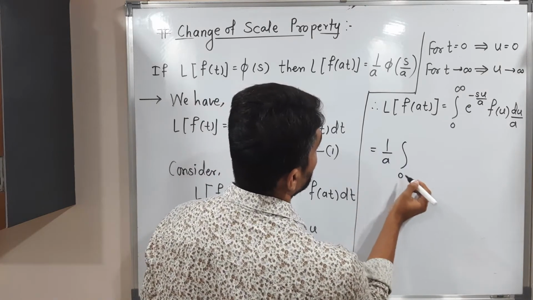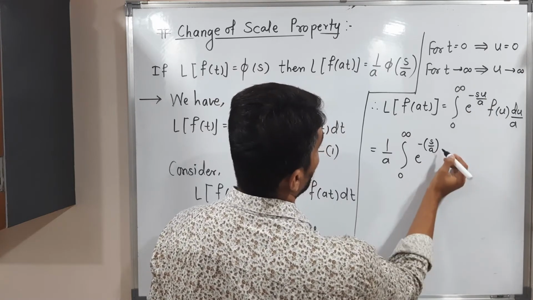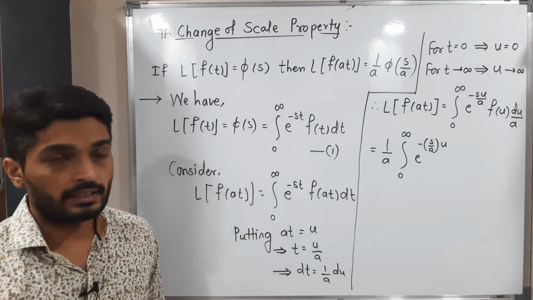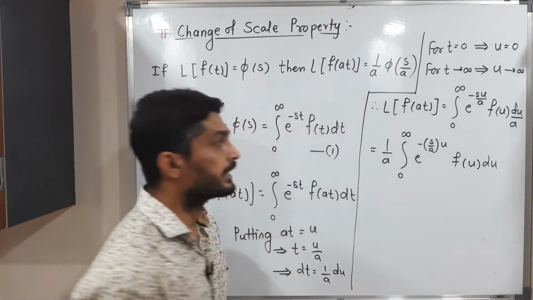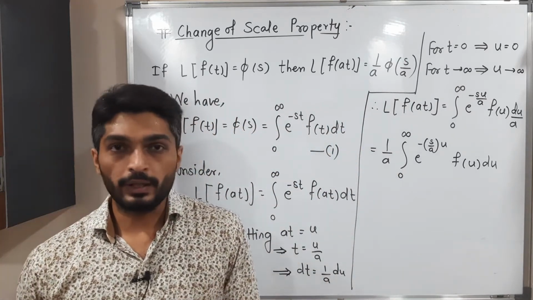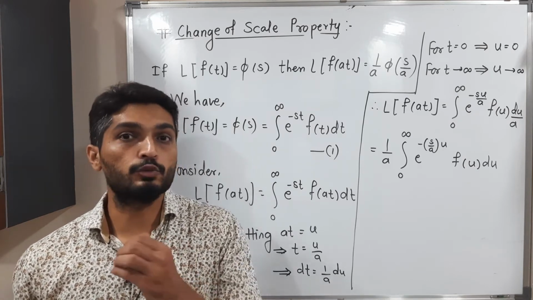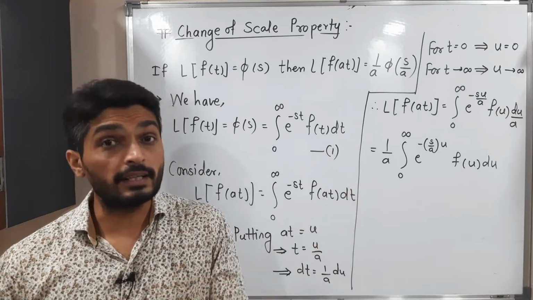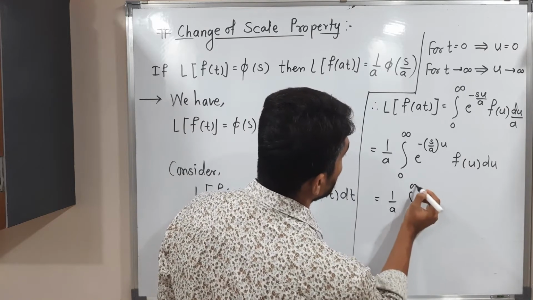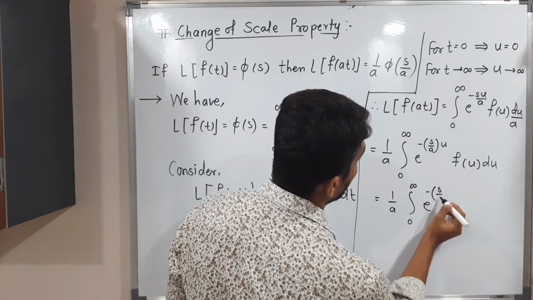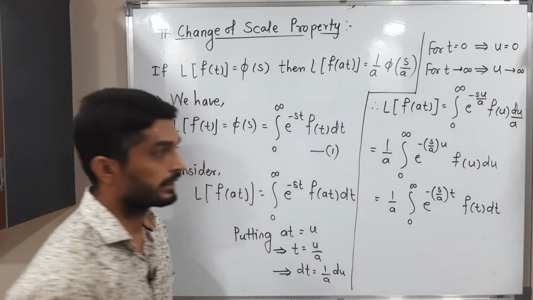1 by a, integration 0 to infinity e raised to minus s by a, where I am writing a as a denominator of s. It doesn't matter, having the same meaning. u, f of u du. So this is the integration we have, right? The variable u or variable t doesn't matter. You can simply replace u by theta, you can replace u by t. So here also I am going to replace u by t everywhere. So the integration will look like this: 1 by a, integration 0 to infinity e raised to minus s by a t f of t dt.